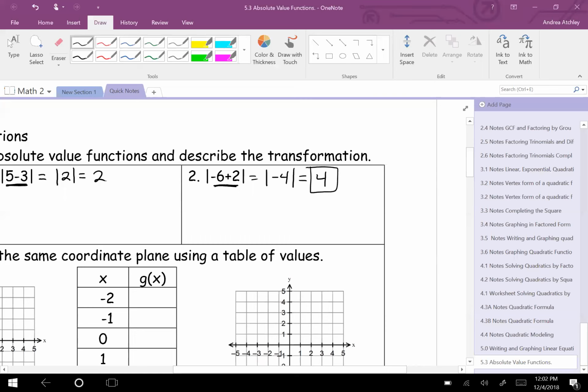Okay. Any questions over that? So whenever it's a negative number, there's a positive distance? Yes, when I have a negative number inside the absolute value, it automatically changes to a positive, because once we've done the math, it's how far away is -4 from 0? It's 4 away.